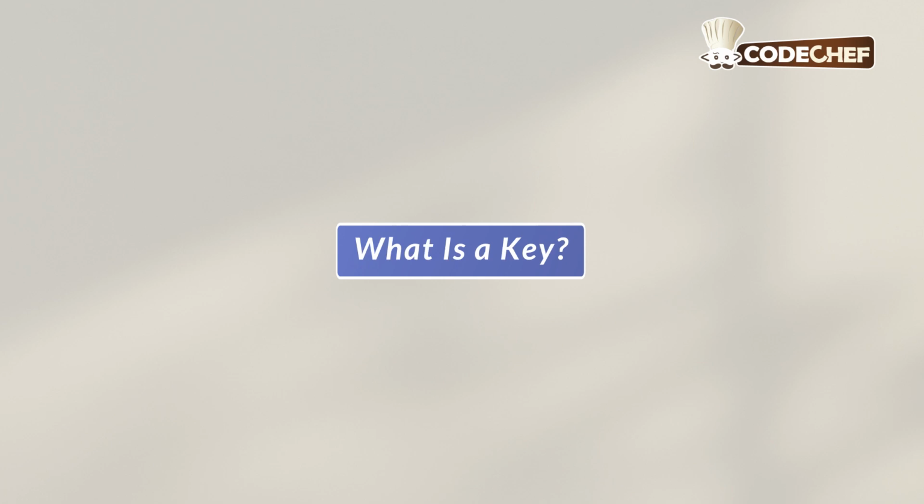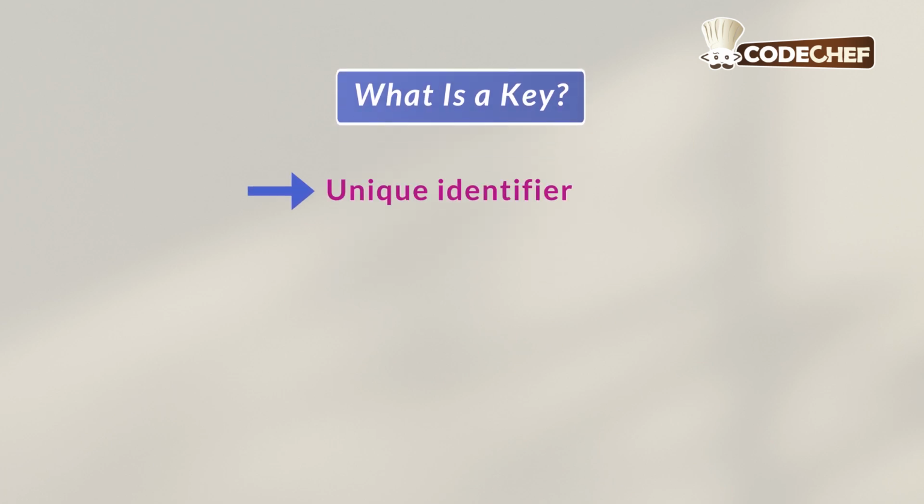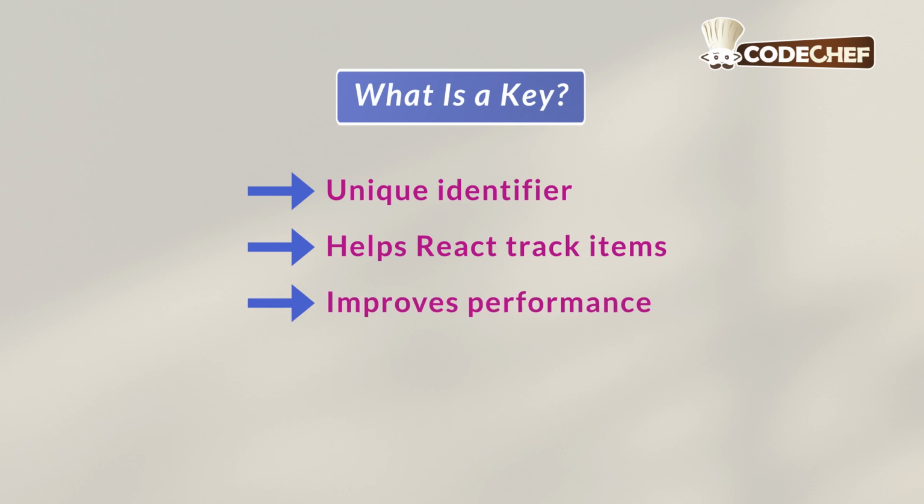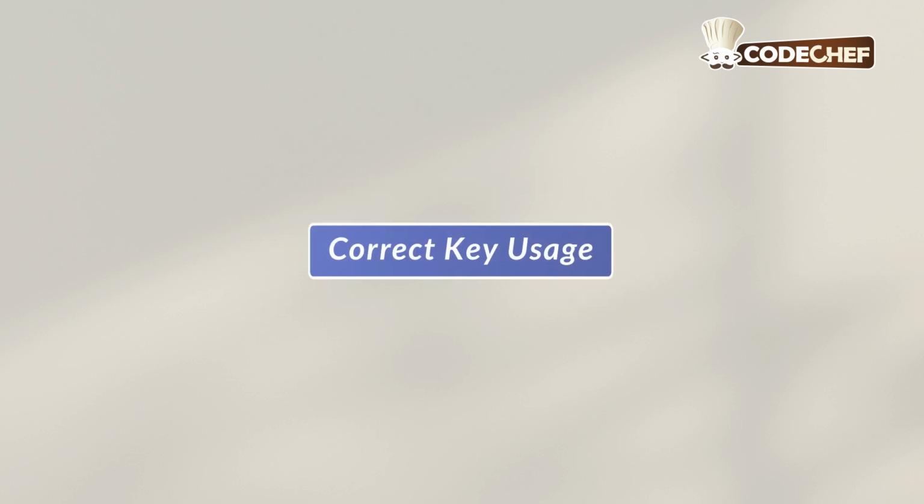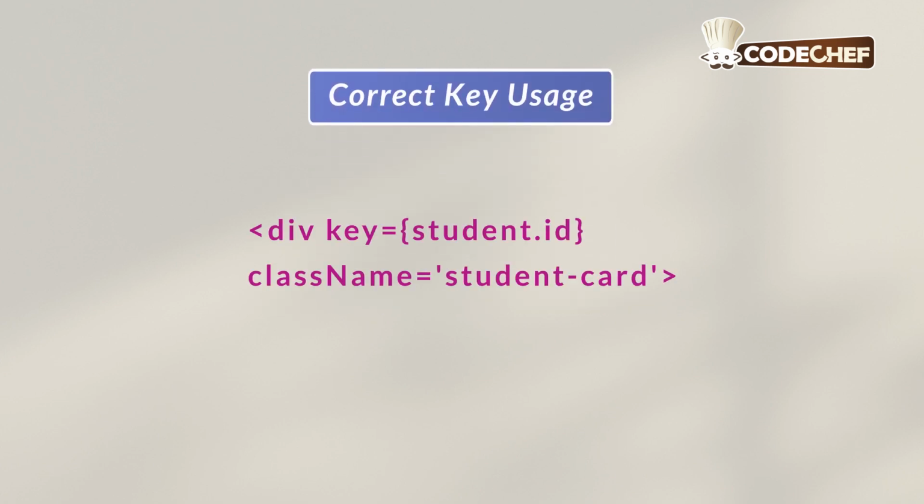So what is a key? A key is a unique identifier for each list item. It helps React understand what changed, what stayed the same, and what was removed. Always use a unique and stable value as a key, preferably an ID. Avoid using array indexes unless the list never changes.